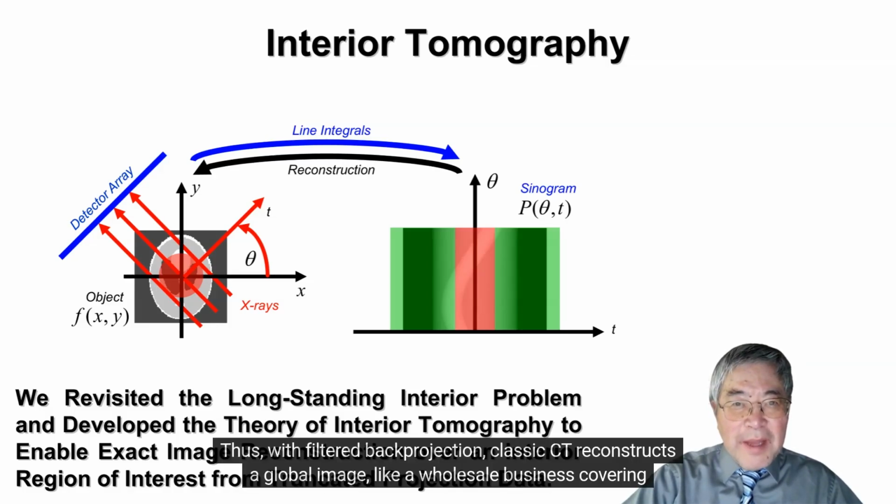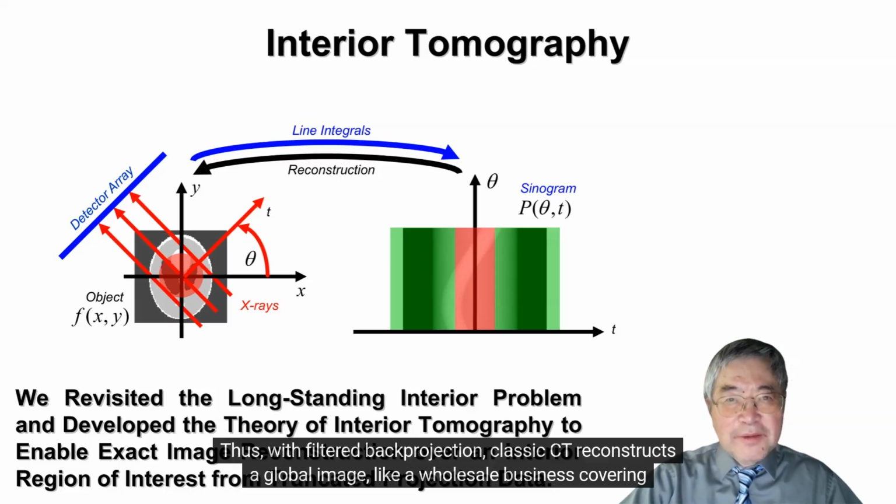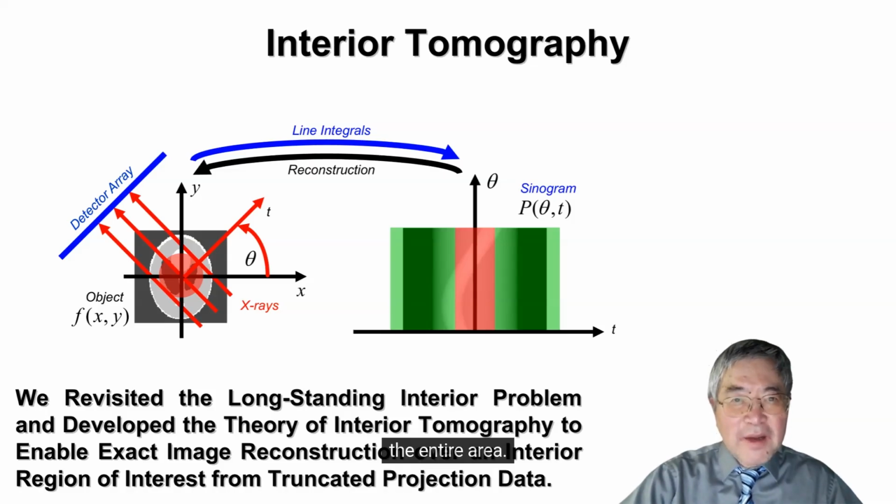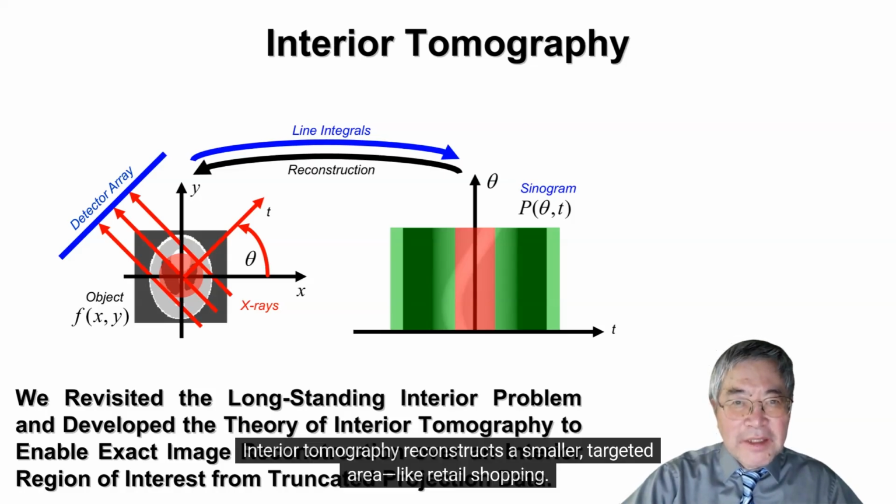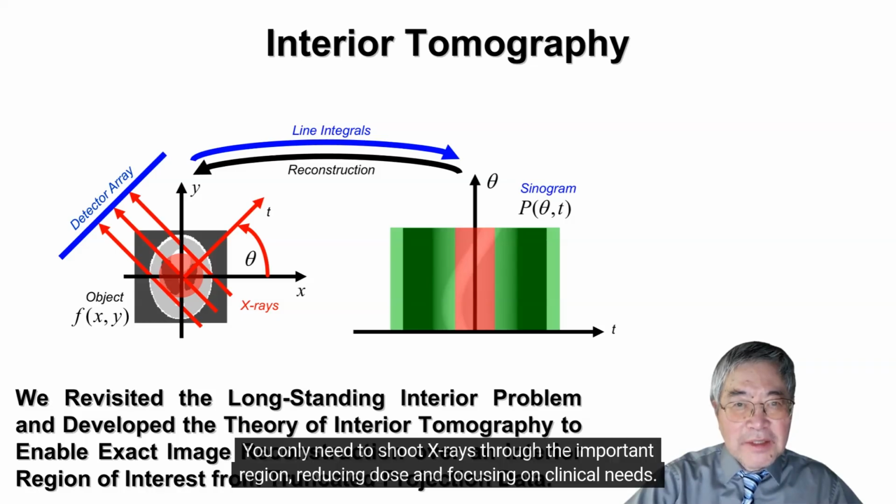Thus, with filtered back projection, classic CT reconstructs a global image, like a wholesale business covering the entire area. Interior tomography reconstructs a smaller targeted area like retail shopping. This opens up new opportunities, providing flexibility and precision. You only need to shoot X-rays through the important region, reducing dose and focusing on clinical needs.